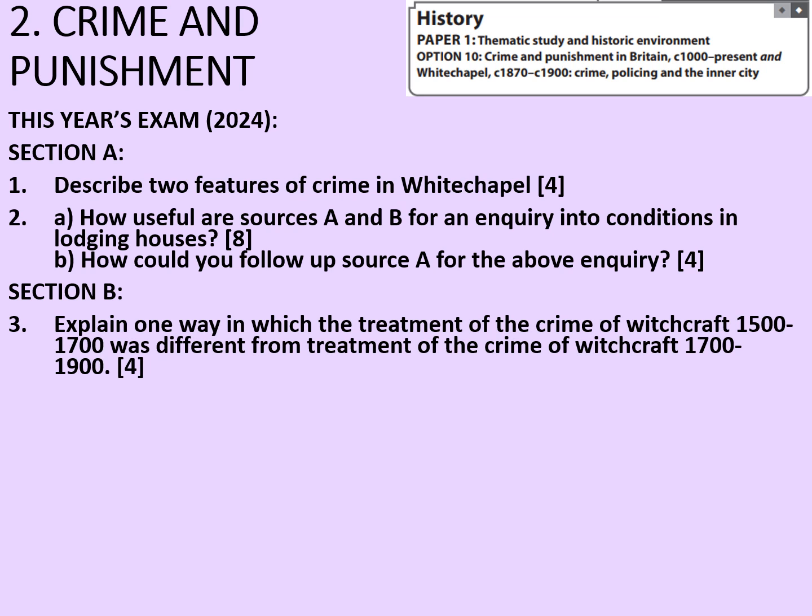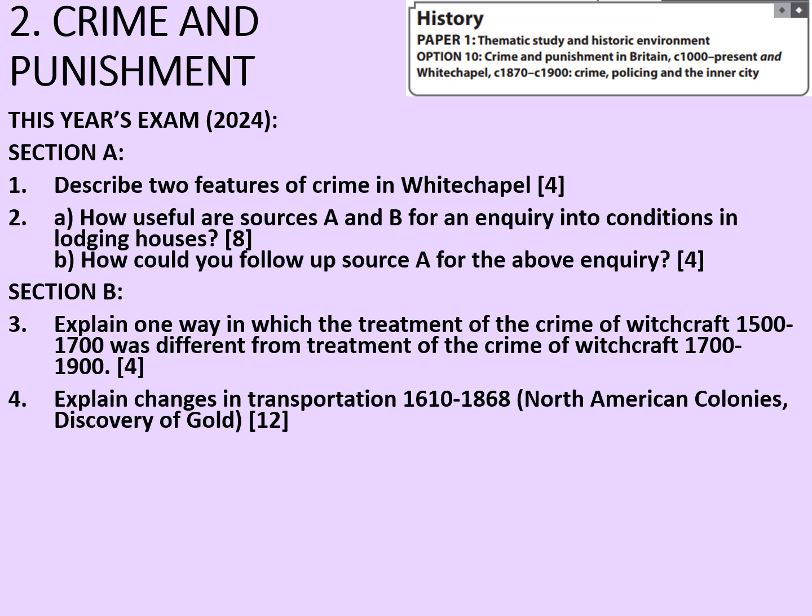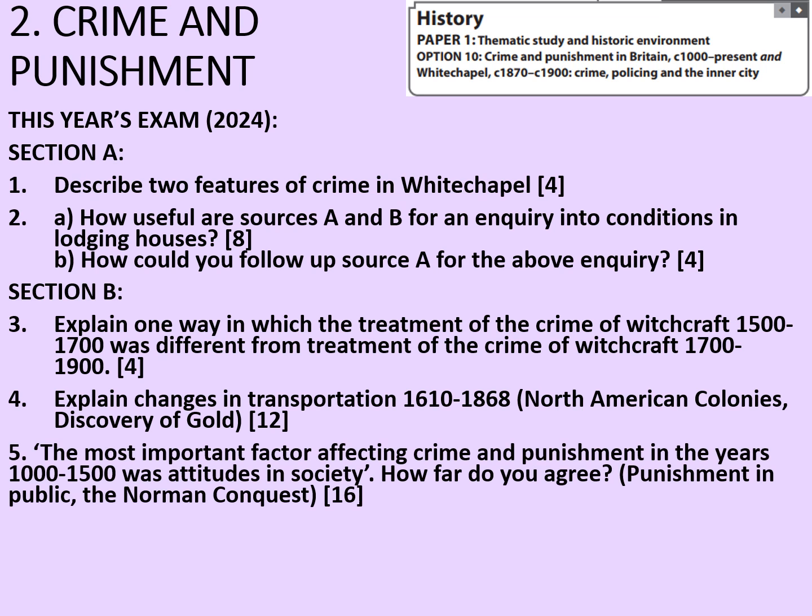For section B, explain one way in which the treatment of the crime of witchcraft 1500 to 1700 was different from the treatment of the crime of witchcraft 1700 to 1900. 4. Explain changes in transportation 1610 to 1868. The stimulus points were North American colonies and the discovery of gold. And question 5, one of your options.